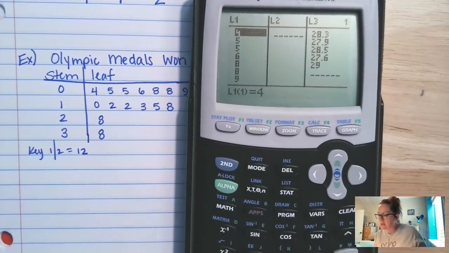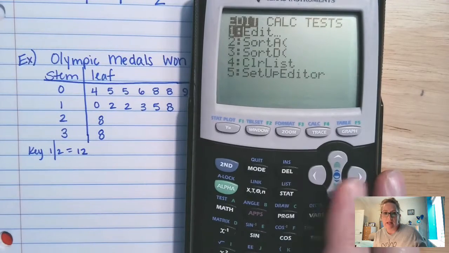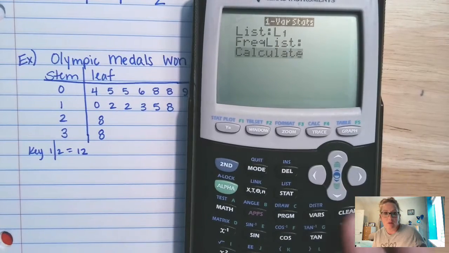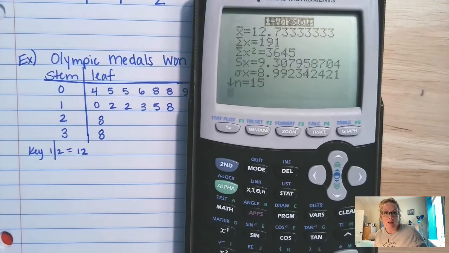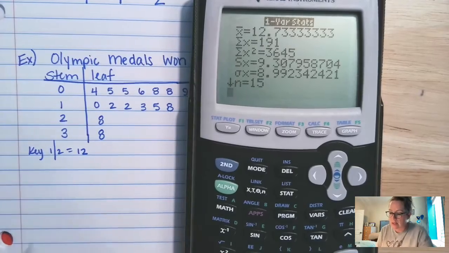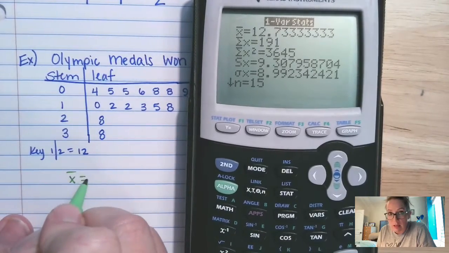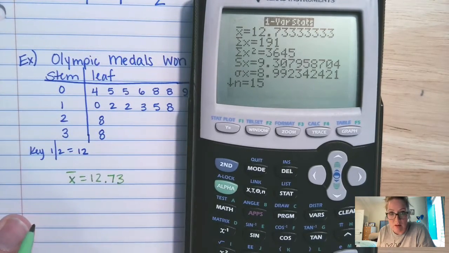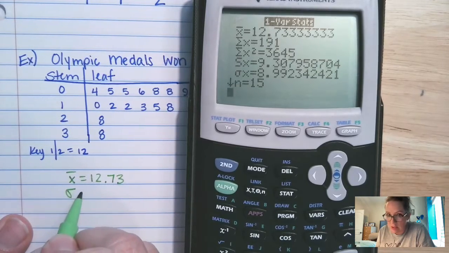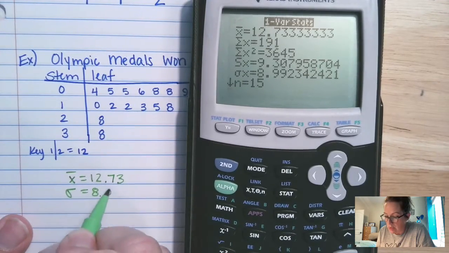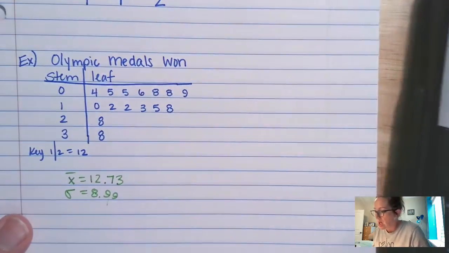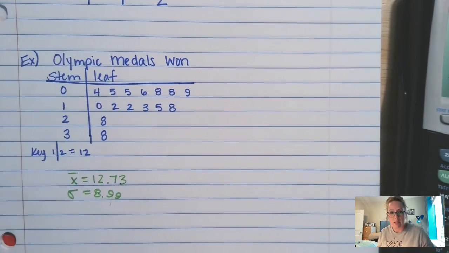We want to find the mean and the standard deviation, so we are going to push stat again. We're going to go over to calc. We're talking about one variable statistics, which is what we're doing in this chapter. And we're going to enter. So my average on this is 12.73 medals. And my standard deviation is 8.992. Okay, so wow, that's fun. That looks really good. Okay, so that is how you do that on your calculator.